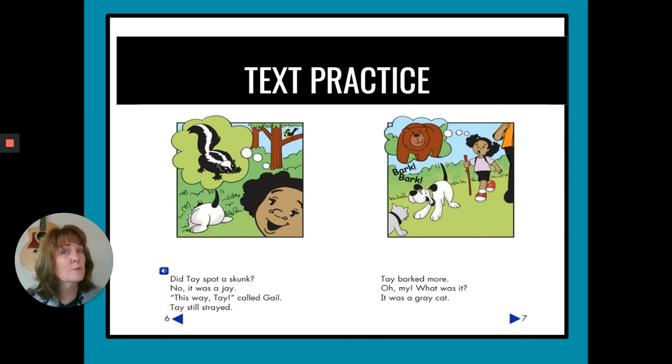Wow, some of those words were tricky. You're doing great. Let's read the next page. Oh, I can see that she's thinking about a bear right here, and she sees that Tay is barking. It says bark, bark. Tay barked more. Oh my! What was it? It was a gray cat. Boys and girls, did you see that sight word O? The one that we spelled earlier? It's in that paragraph right there. Go ahead and read it. Great.